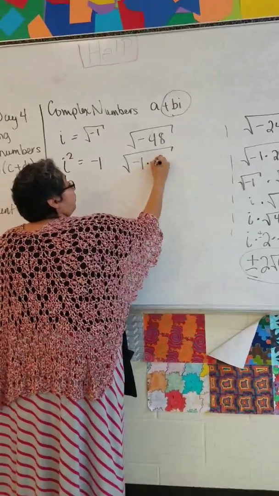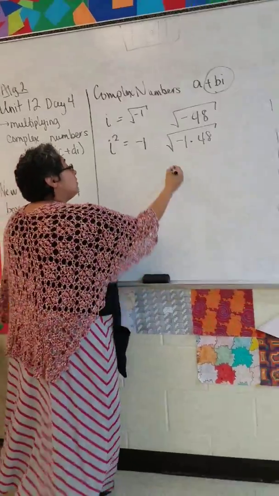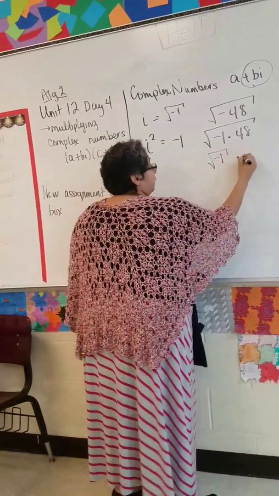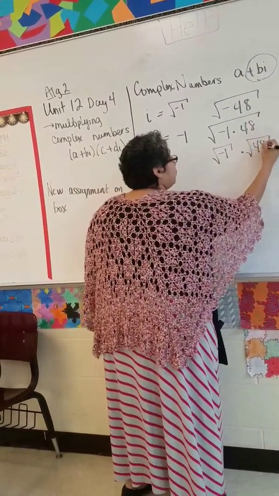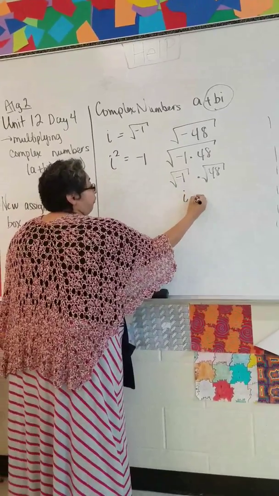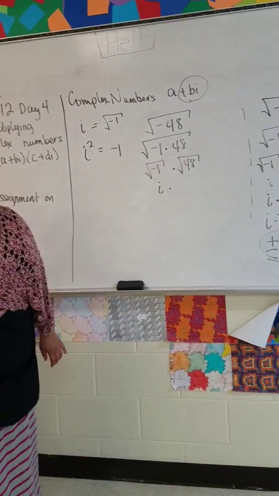First step of the game is separate out the negative. Get the negative out with a -1. Separate out the -1 into its own square root. Exchange that for i. None of that required any thinking.